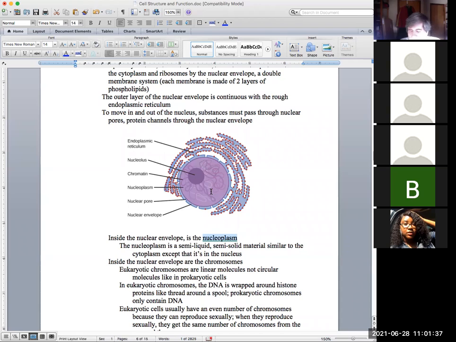Why do eukaryotic cells almost always have an even number of chromosomes? Because they can reproduce sexually. And when they reproduce sexually, they get one set of chromosomes from mom, one set of chromosomes from dad. 2 times anything is an even number. So that's why eukaryotic cells tend to have an even number. There's a few weird exceptions that we'll talk about later, but they are kind of exceptions to the rule.